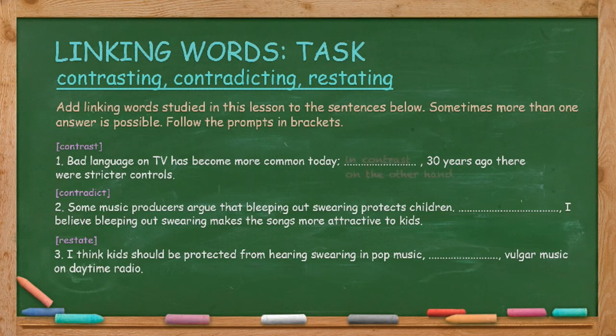Here are the answers. 1. Bad language on TV has become more common today. In contrast, or on the other hand, 30 years ago, there were stricter controls. 2. Some music producers argue that bleeping out swearing protects children. On the contrary, instead, rather, I believe bleeping out swearing makes the songs more attractive to kids. 3. I think kids should be protected from hearing swearing in pop music, specifically, or in other words, vulgar music on daytime radio.